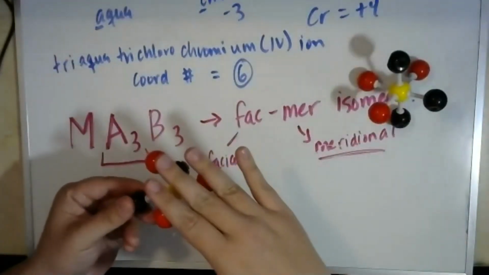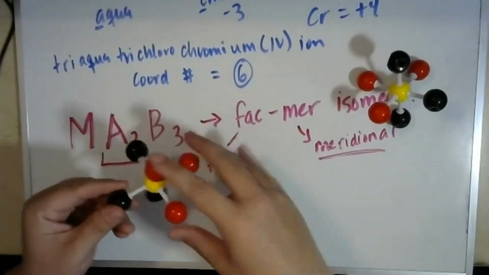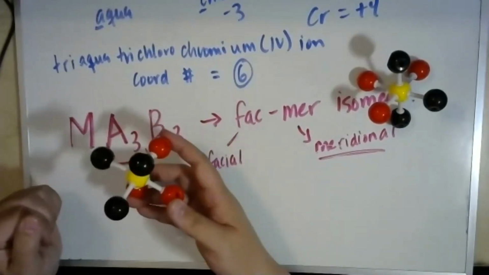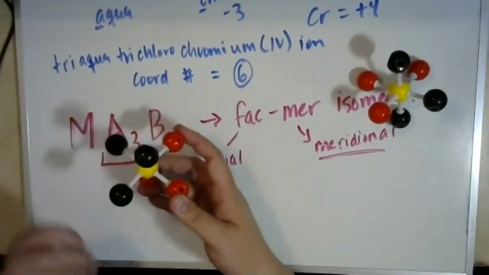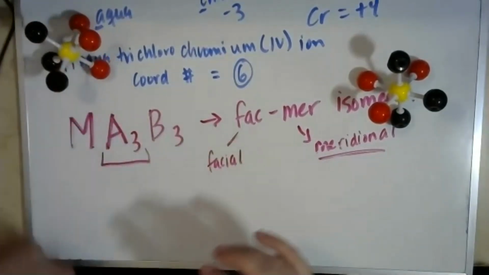And then this is the fac isomer. So that's going to be a face, right? They're all grouped together like that. This is going to be another face. They're grouped together like that. All right.